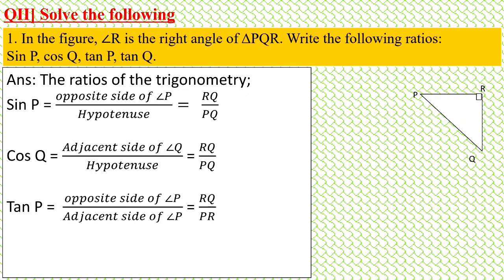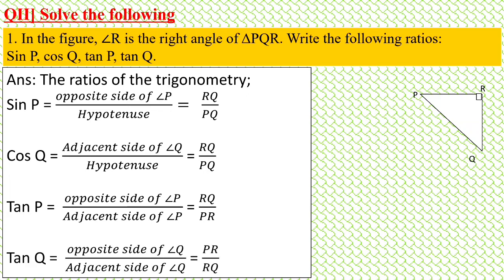Now tan P. So opposite side of angle P and adjacent side of angle P. So which is the opposite side of angle P, student? RQ, and adjacent will be PR. Very good. The last one is given tan Q. As we know, the ratio of the tan is opposite side of angle Q upon adjacent side of angle Q. As per the angle Q, the opposite side is PR and adjacent side is RQ. Understood?